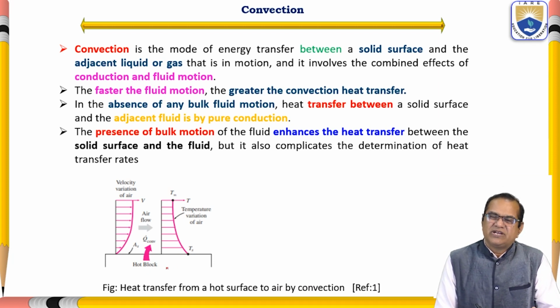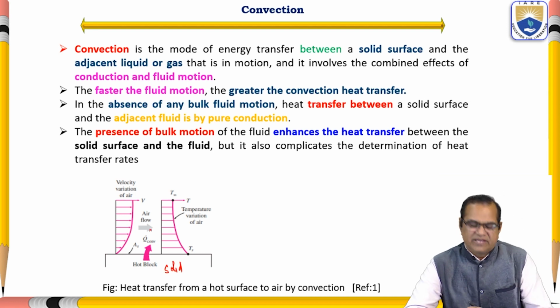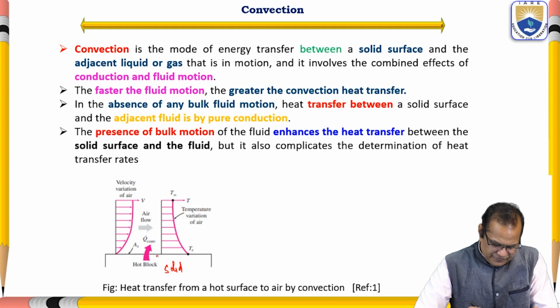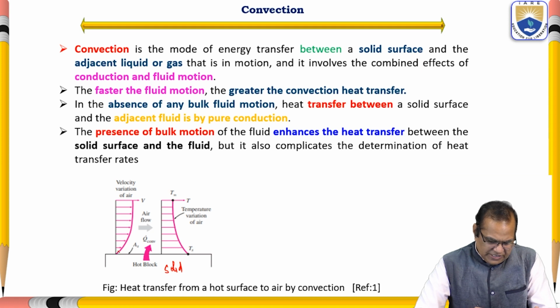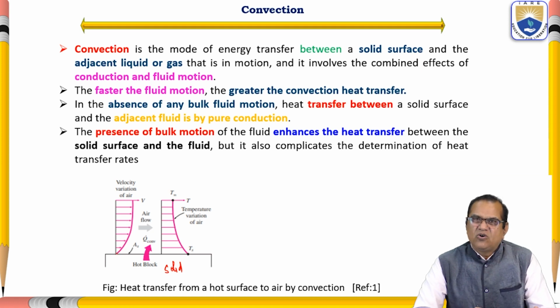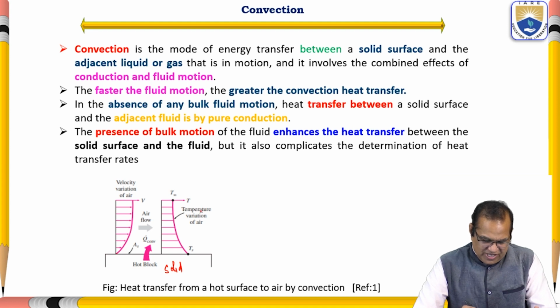In this hard block it is a solid, and if you see here the airflow, the velocity variation of air. Here it is at a very low velocity, but here at a high velocity. The temperature variation of the air will be faster here, but here it is less.